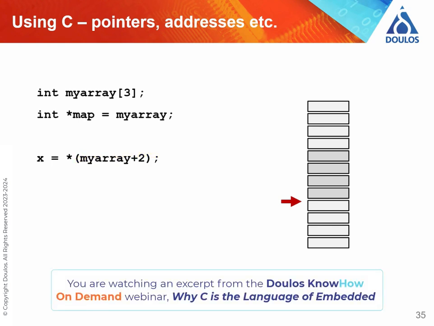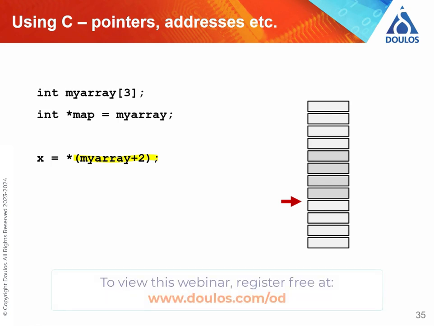Another way of doing the same thing is I can use the name of the array and add 2 onto it and then dereference it. So we're treating the name of the array as if it was a pointer. Might seem a little bit odd, but the compiler is quite happy to let you do that. Or we can even use the square bracket notation with a pointer, so treating the map pointer as if it was the name of the array.